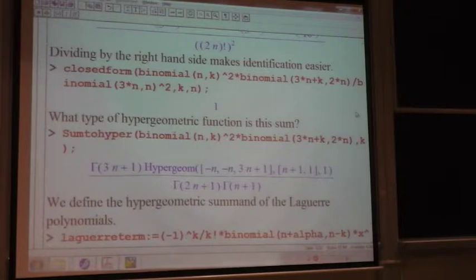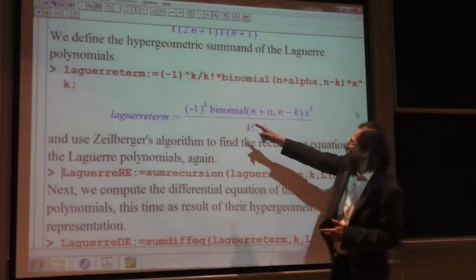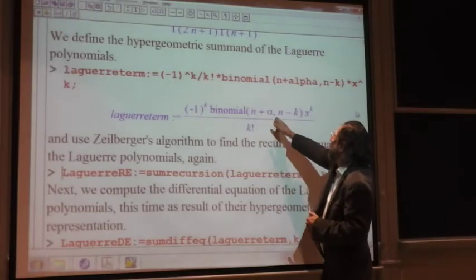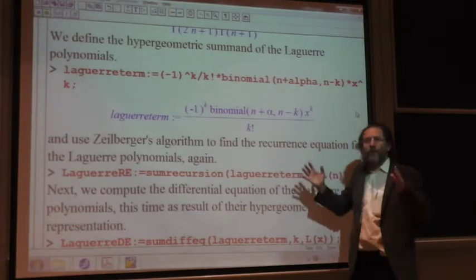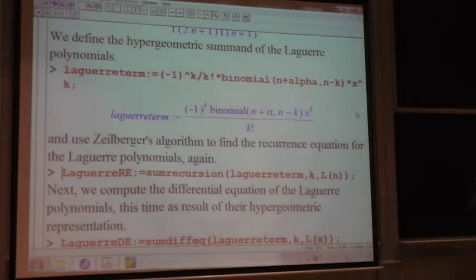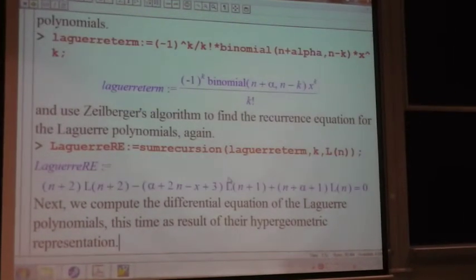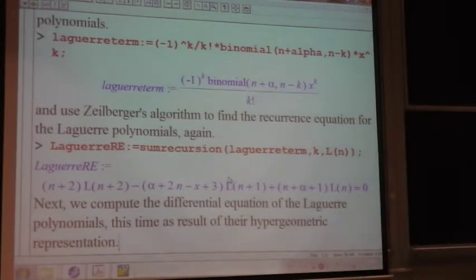First of all, that's the Laguerre term. That's the summand of the Laguerre series that you saw already: minus 1 to the k, binomial n plus alpha, n minus k, that's the n plus alpha choose n minus k term, divided by k factorial, x to the k. So that was exactly the summand of the Laguerre polynomial that we saw before. If we enter this here and use the algorithm, some recursion, then you get this recurrence equation. So that's the recurrence equation for the Laguerre, very simply derived. And all these computations typically are very fast, really amazing.